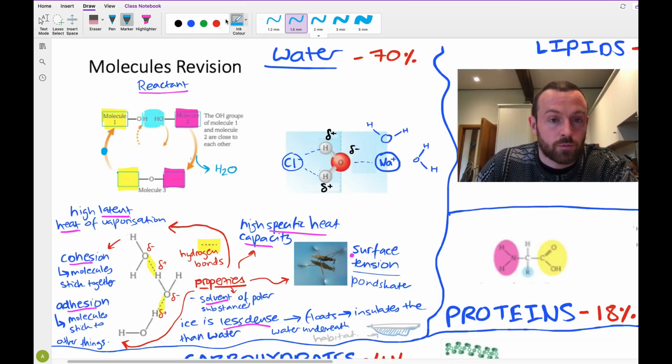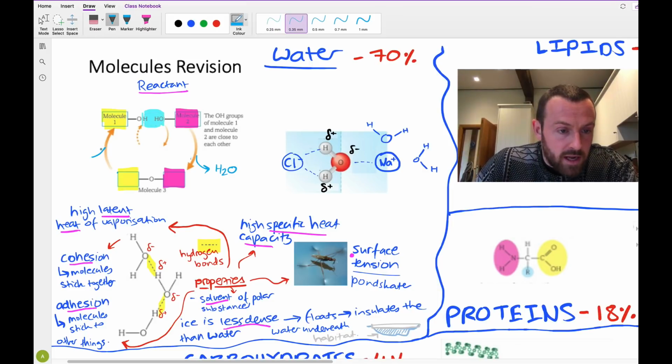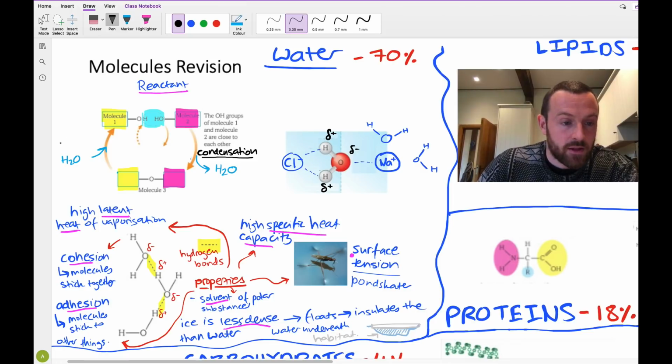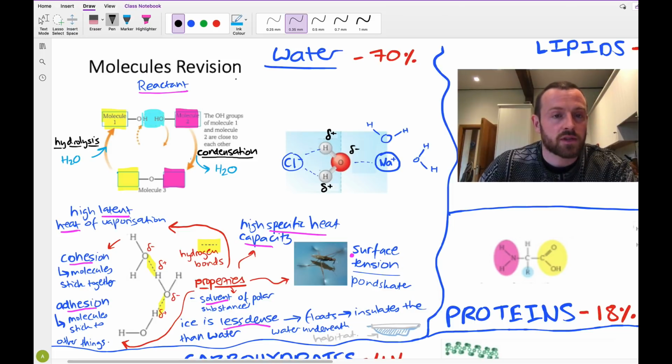We'd have to supply water into that reaction to do hydrolysis. So the two different types of reaction we need to know are condensation and hydrolysis. A condensation reaction joins things together, and hydrolysis reactions split things apart.